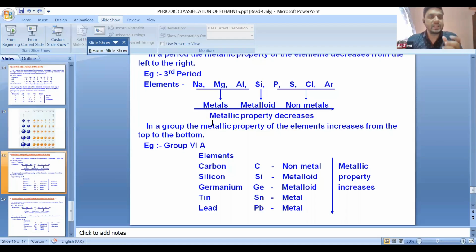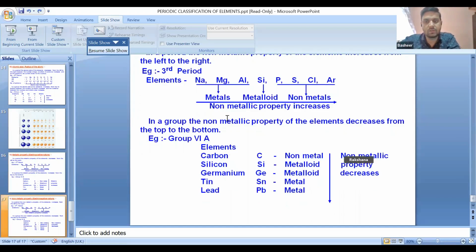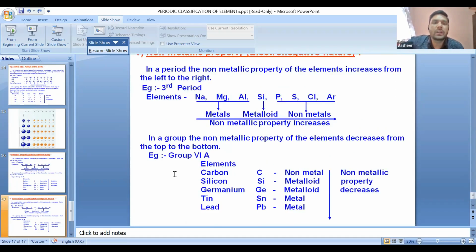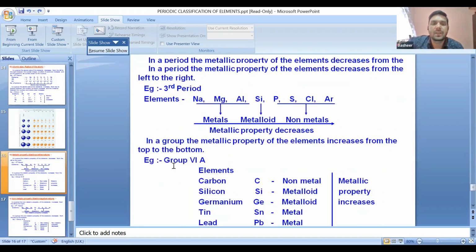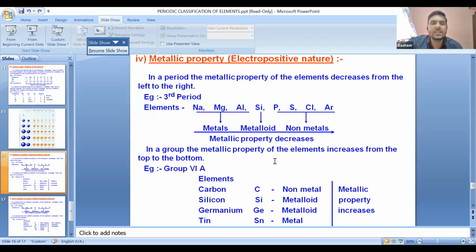So the conclusion is that in periods the non-metallic characteristics increase, or you can remember it this way: in periods, left to right, the metallic properties decrease, and up to down, meaning in a group, the metallic properties increase. That is the conclusion. Don't be confused. Okay, so these are the important points related to the metallic properties.